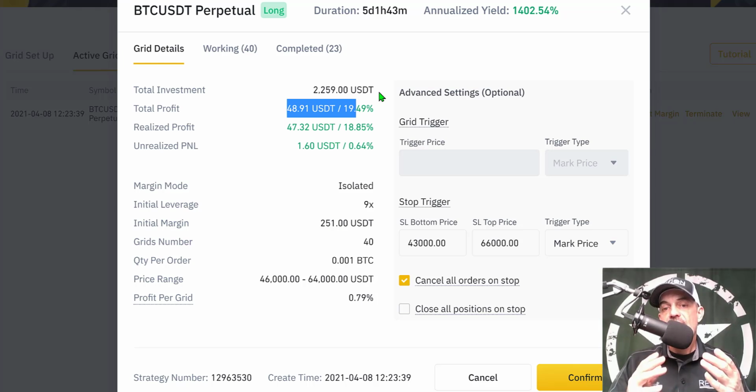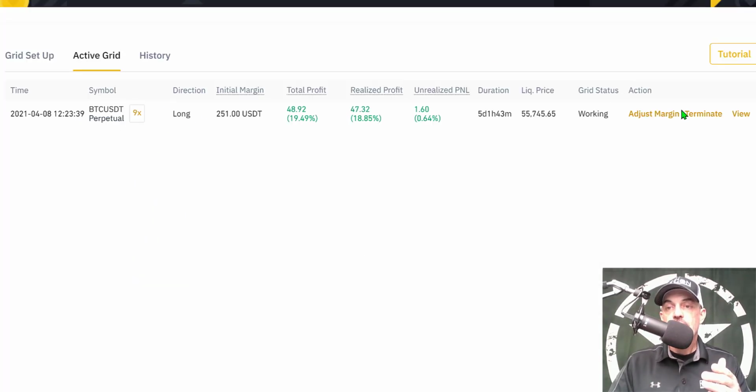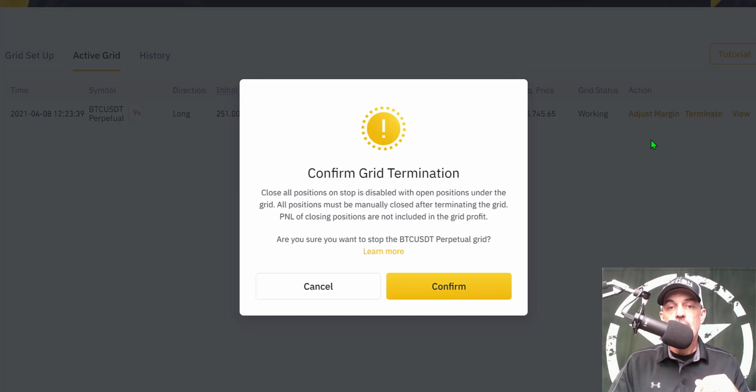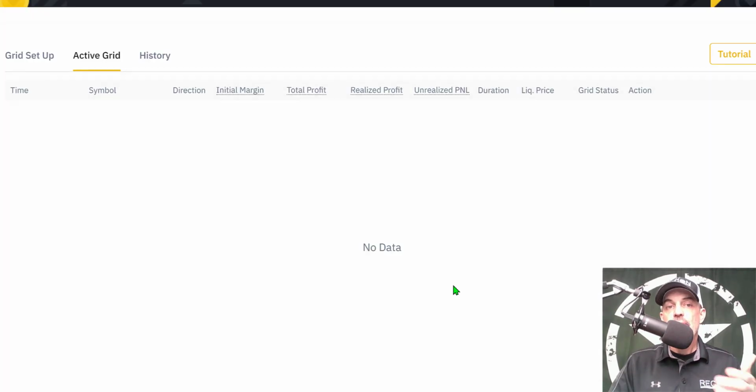Now, the idea behind this bot was to test out the new long-only strategy that Binance just rolled out. Since we are at the top of my grid range, I'm actually going to go ahead and close this bot out. I can do that by simply clicking on terminate from my active grid screen. It does ask to confirm the grid termination, and I click confirm, and now that bot has been terminated.